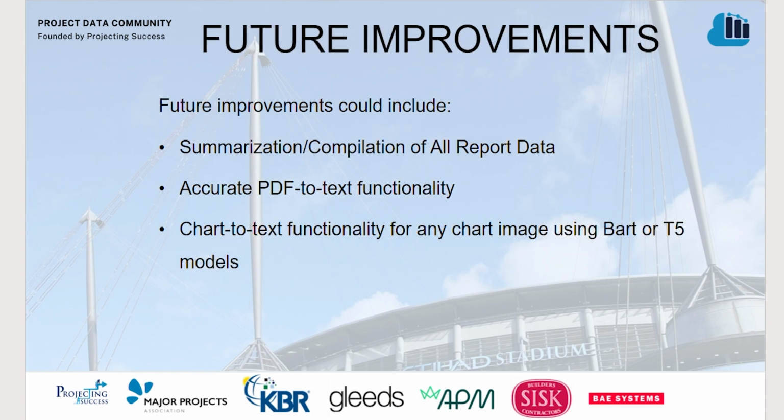As for future improvements, there are some things we could do. The first is we could do a summarization or compilation of all report data, which is scraping all the data and removing the charts and replacing them with natural language. Another thing we could do is an accurate PDF to text functionality, where you can input a PDF report and get the whole report in natural language. And lastly, we can use BART or T5 models, which are chart-to-text models, and use them to convert the charts into natural language.